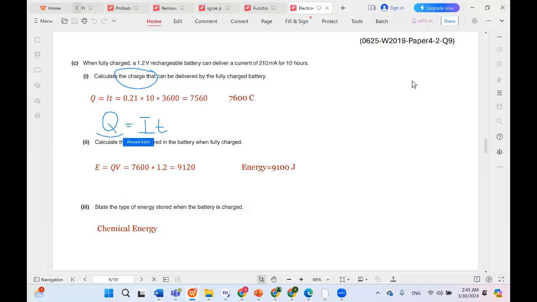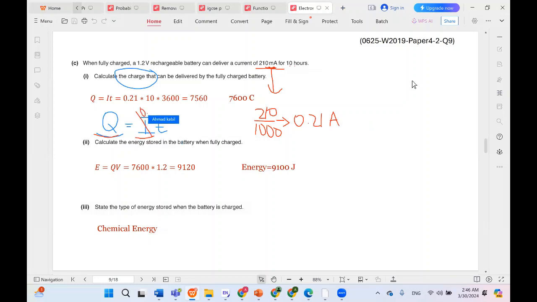So we want Q. So there is no need to play around with the equation since the variable that we're looking for is the isolated variable in the equation. Q is already alone and we want Q. So we simply plug in the values that we're given. We're given the current is 210 milliamperes. So 210 divided by 1000 because it's milliamperes. There's a small m here. So to convert it to amperes, you have to divide it by 1000. You get 0.21 amperes, and then you plug this into the I.